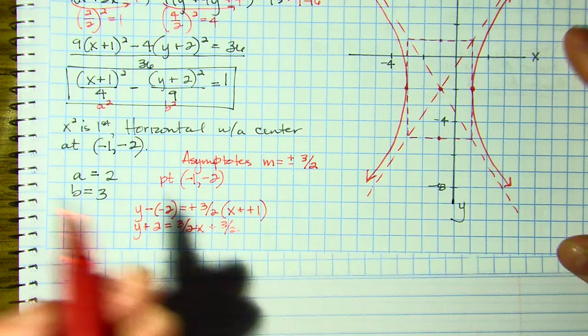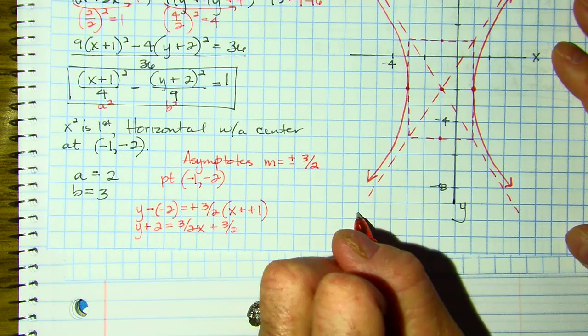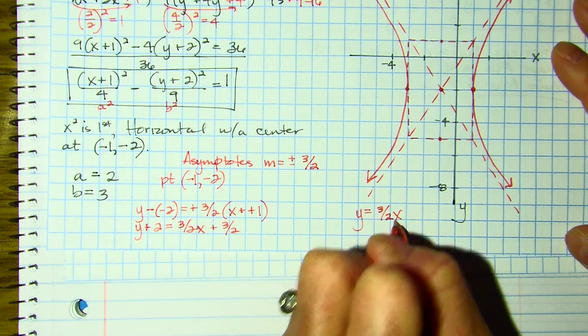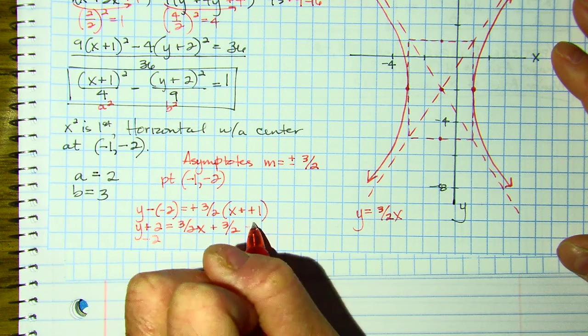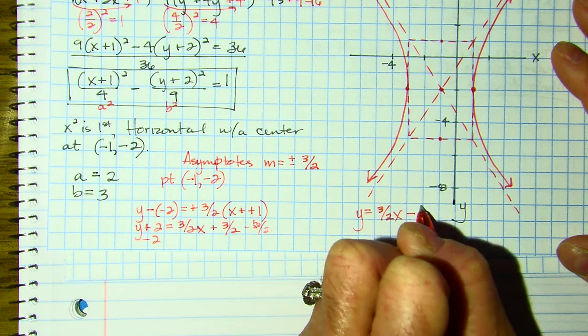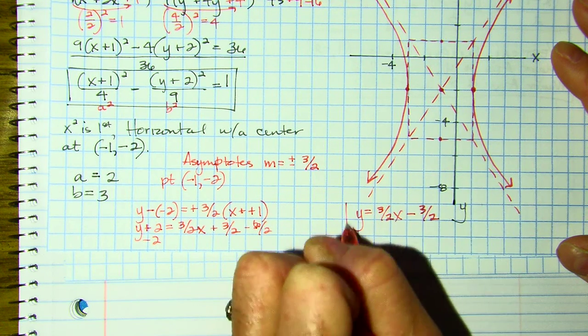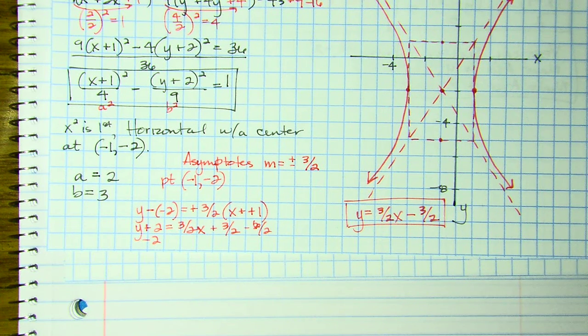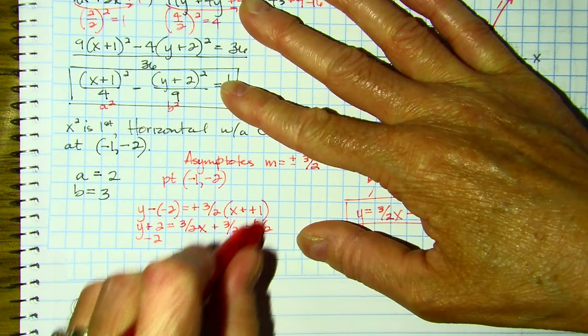So one of my asymptotes is y equals 3/2 x. I have to subtract 2, right? So that's 2, that's 6/2. So -3/2. So that's one asymptote. Did I do that right? Oh, whoops. This should be 4/2.